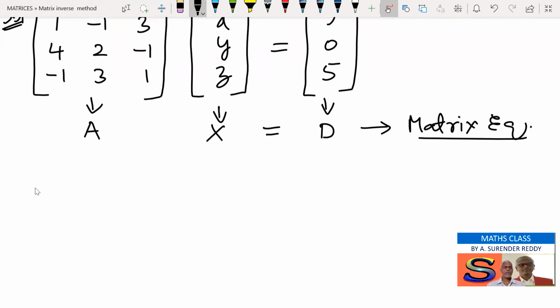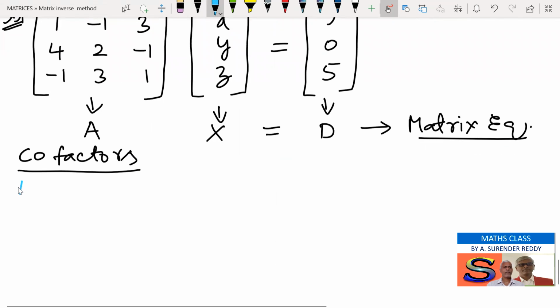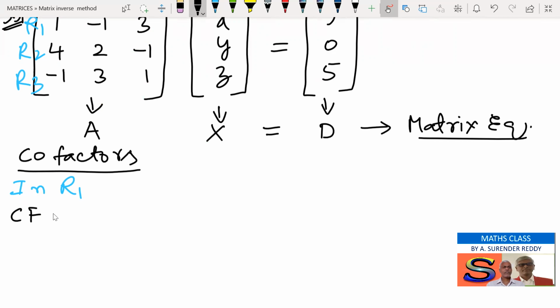Now let us find the cofactors. In the first row, so this is R1, this is R2, this is R3. In the first row, the cofactor of the first element 1, let us name it as A1.